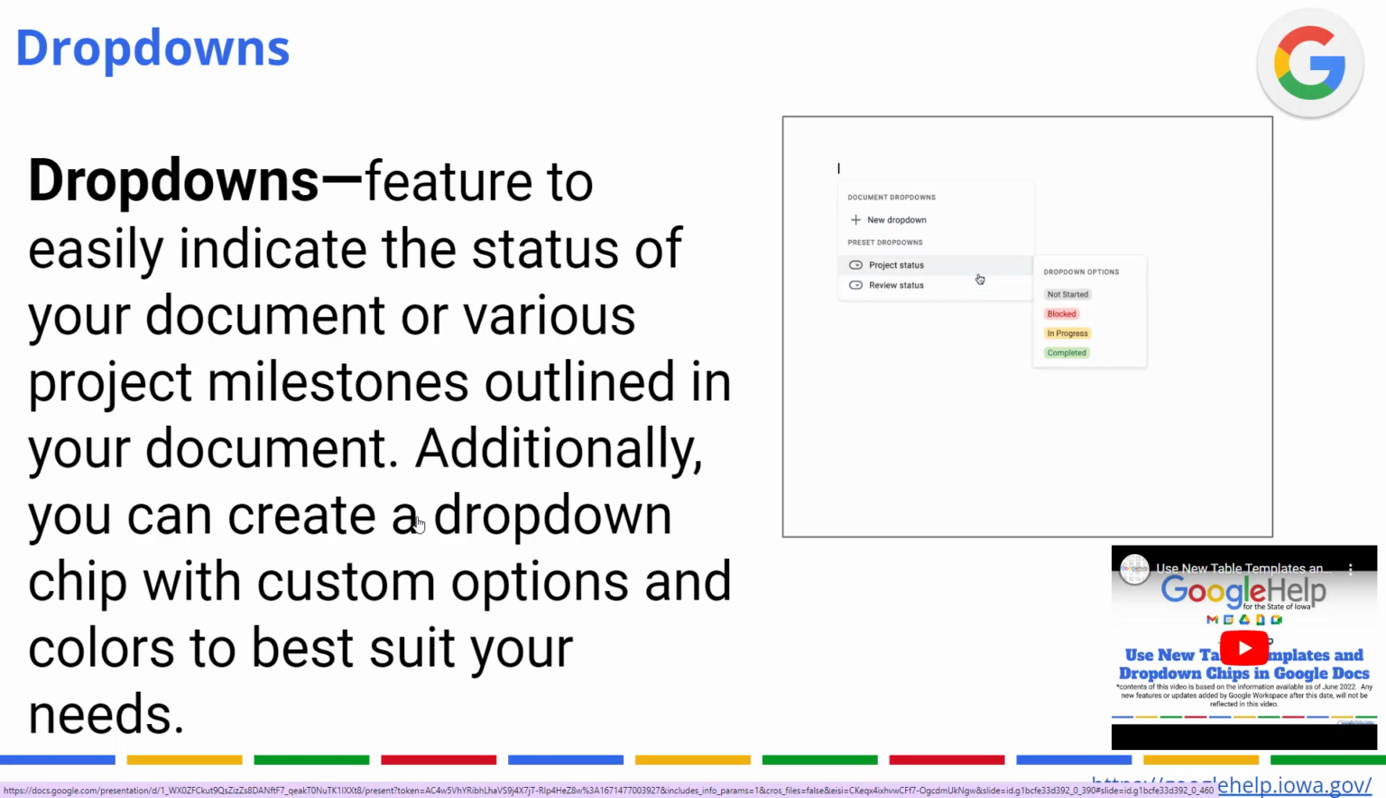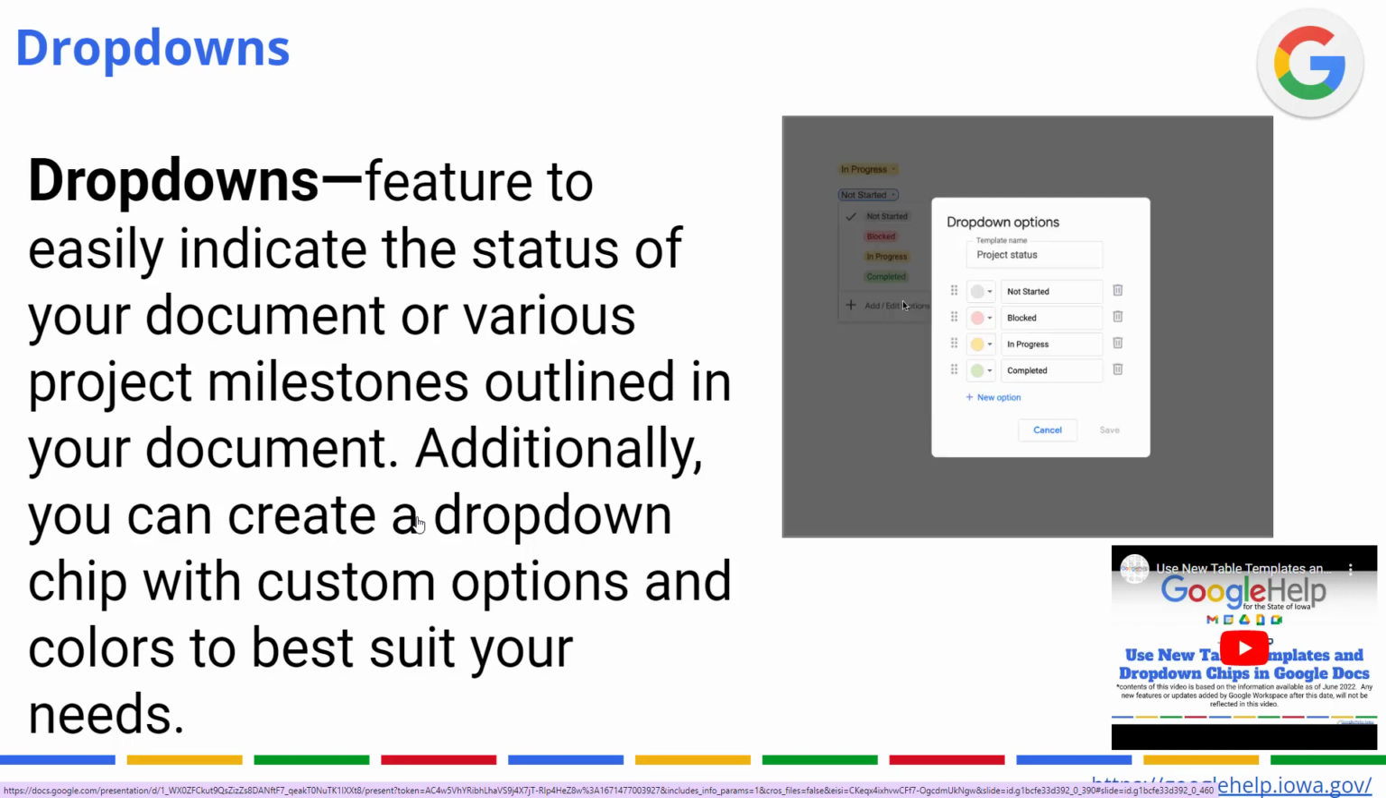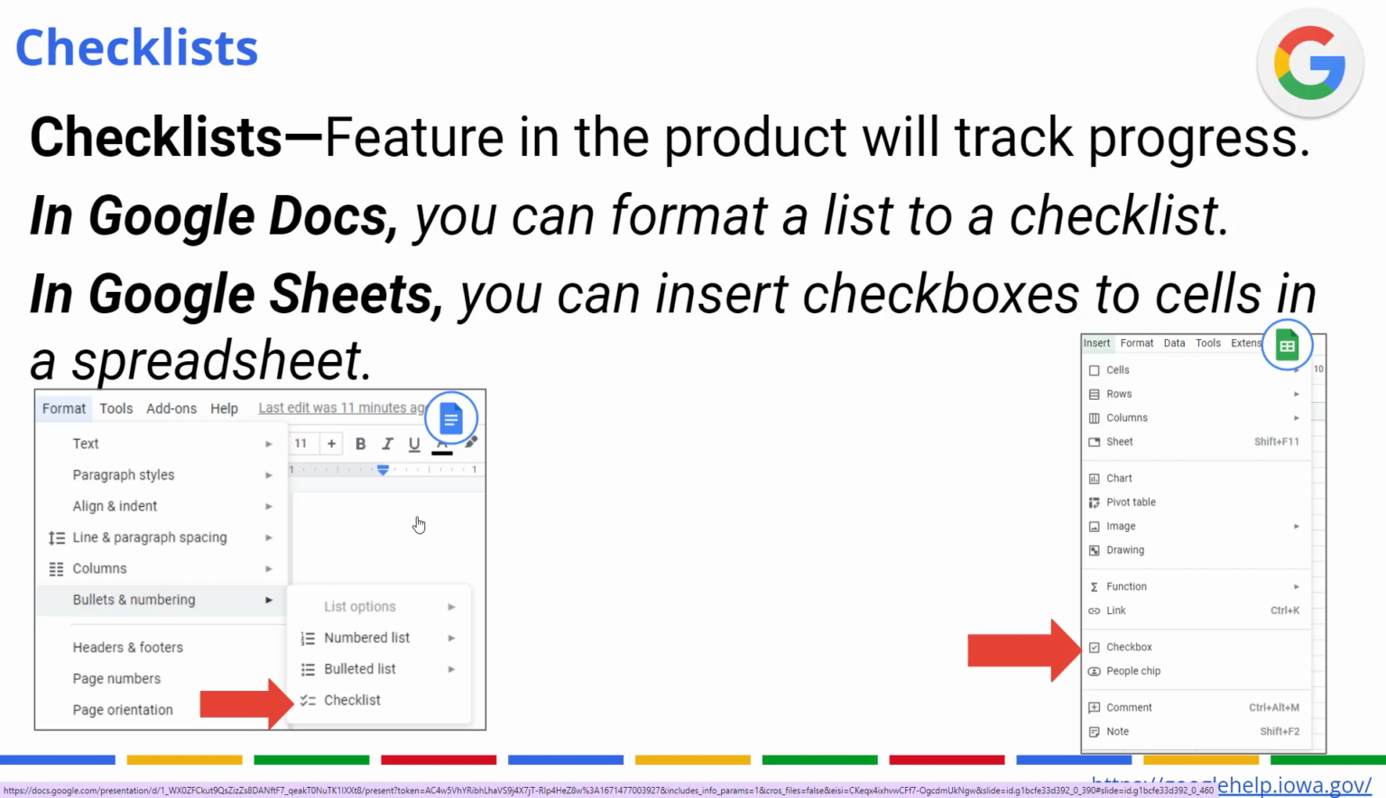Dropdowns is another option. This will easily indicate the status of your document or various project milestones outlined in your document. Dropdown helps you with data validation, and you also have the option to customize it with colors and etc. Checklist. Who doesn't like a checklist?